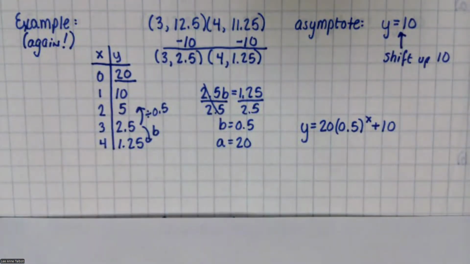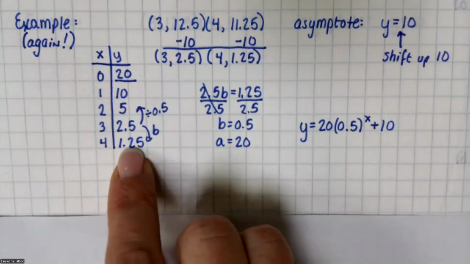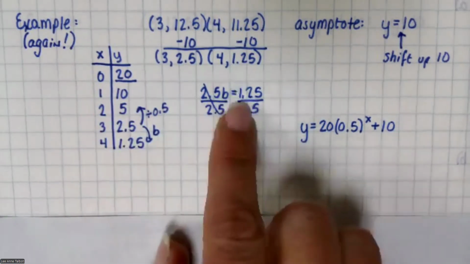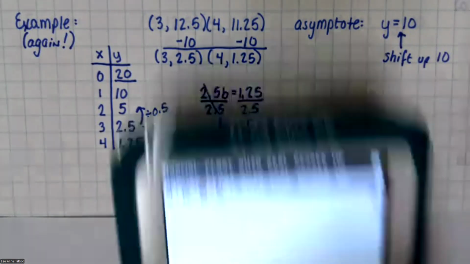Real quick before we move on from this, does everyone know how to do fourth and fifth roots on the calculator? Because what if I gave you 0 and 4? That would be 4 spots apart, and this would be b to the fourth. Can you guys all get your calculator out?